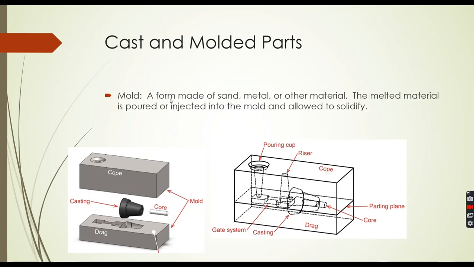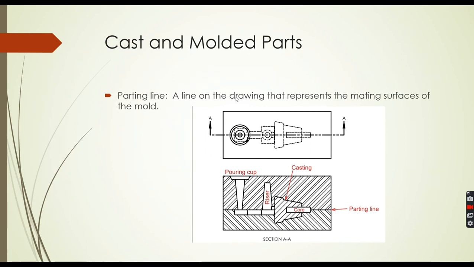Okay, the mold is a form made of sand, metal, or other material. The melted material is poured or injected into the mold. Okay, so here, for example, this is pouring it in here, and it would take that shape, and then we would be left with this particular shape. The parting line is where the mating surfaces of the mold is, right here. Okay, sometimes that will leave a line on our part.